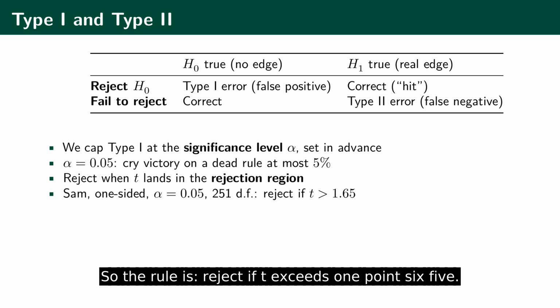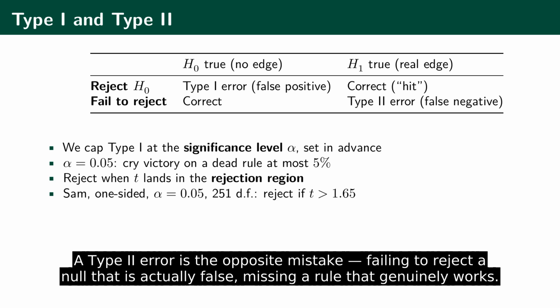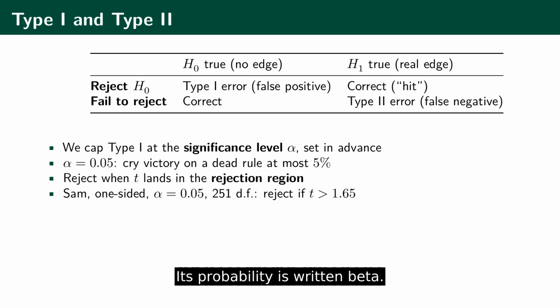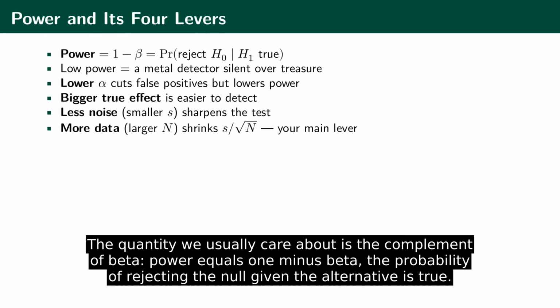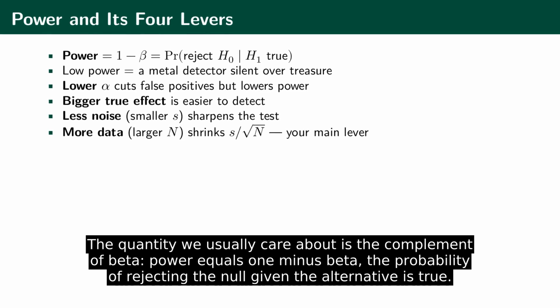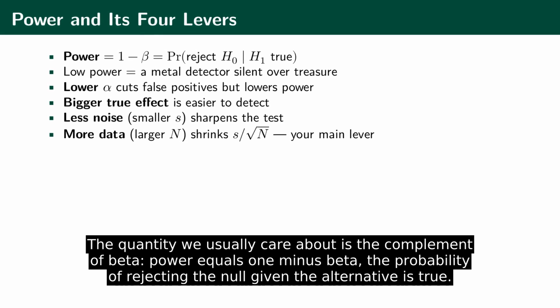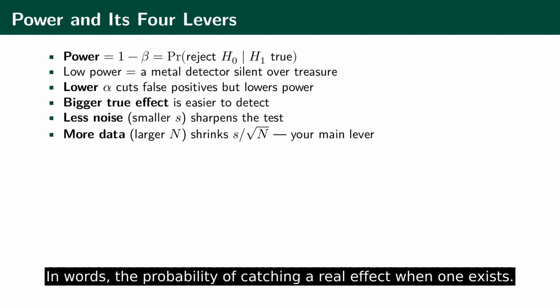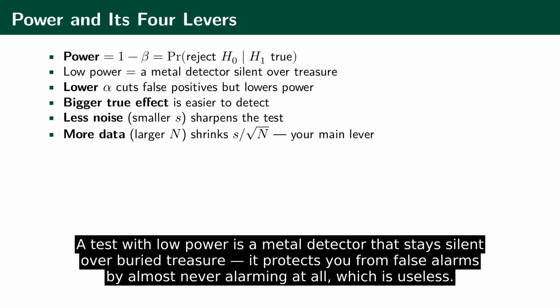A type 2 error is the opposite mistake, failing to reject a null that is actually false, missing a rule that genuinely works. Its probability is written beta. The quantity we usually care about is the complement of beta. Power equals 1 minus beta, the probability of rejecting the null given the alternative is true. In words, the probability of catching a real effect when one exists.